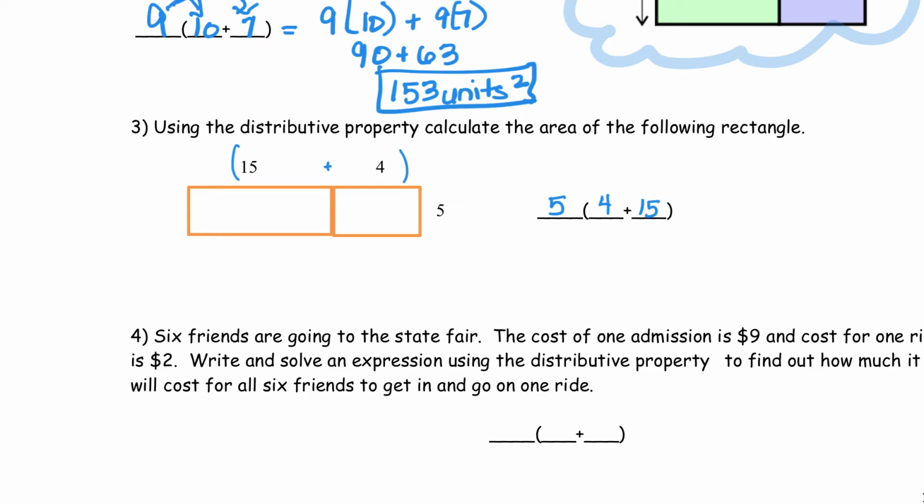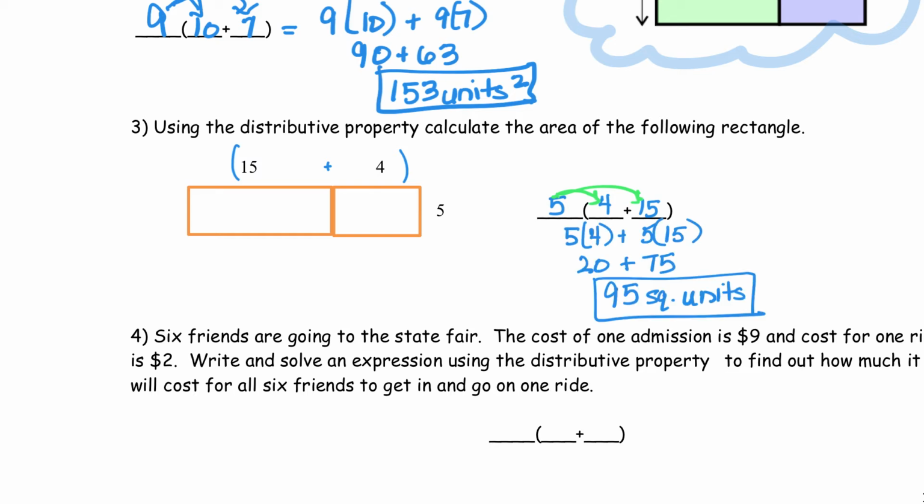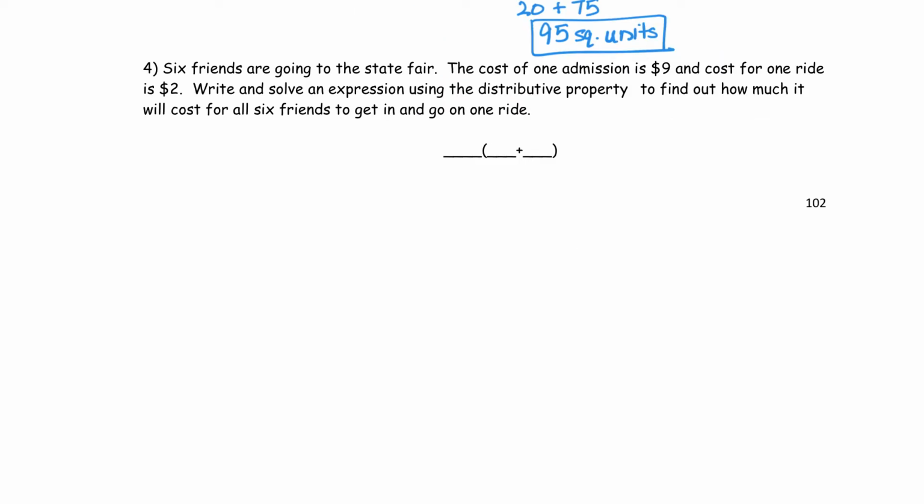Which property says the order in which you add doesn't matter? That would be the commutative property. Good. Now, continuing on with the distributive property, go ahead and distribute the 5 onto the 2 addends and get your final answer. Pause the video. And there you have the answer to number 3, 95 square units.